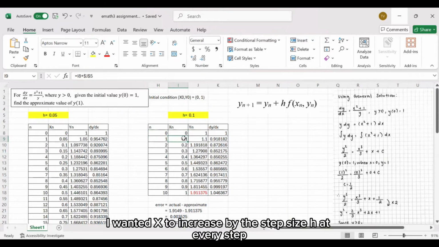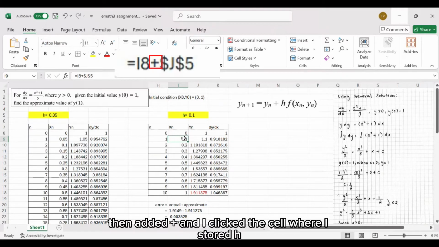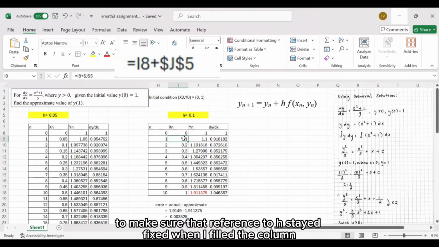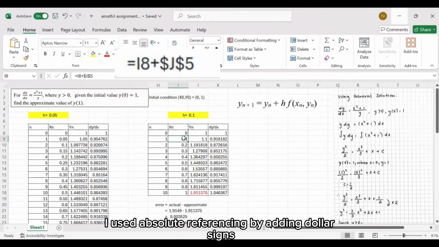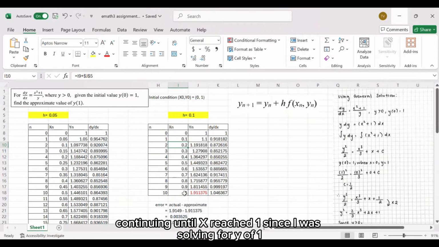For the x column, I wanted x to increase by the step size h at every step. So in the cell below the initial x value, I typed equal, selected the cell above, then added plus, and clicked the cell where I stored h. To make sure the reference to h stayed fixed when I filled the column, I used absolute referencing by adding dollar signs. Then, I dragged the formula down the x column, continuing until x reached 1 since I was solving for y(1).